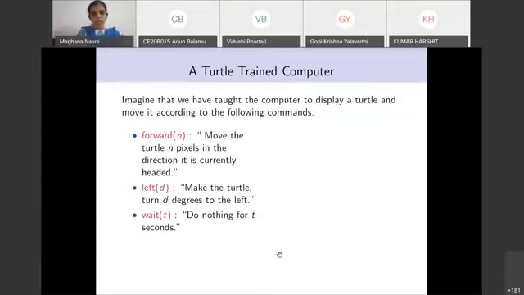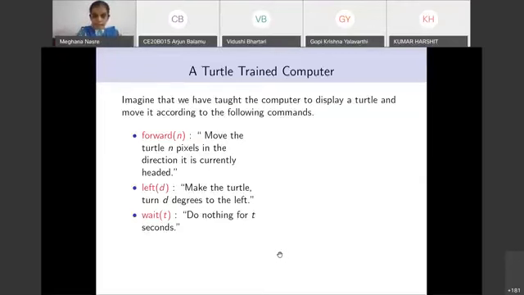It knows forward n. So n is the number of pixels. All of us understand that a computer screen has several pixels. So when we say n, the unit is pixels, and it will move forward in the same direction that it is headed. So the turtle has a head and it just moves in the same direction. So this is the meaning of this command forward. We should also understand what the turtle commands mean to the computer so that we can give commands accordingly.